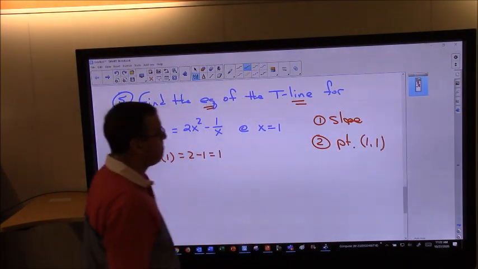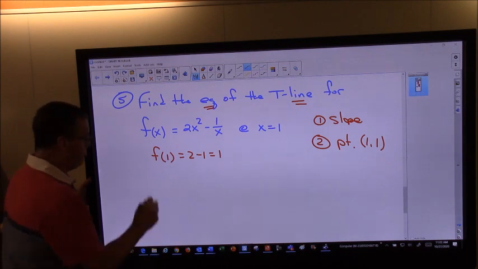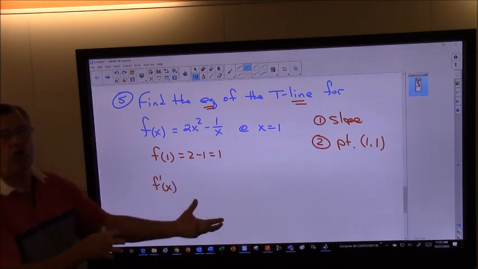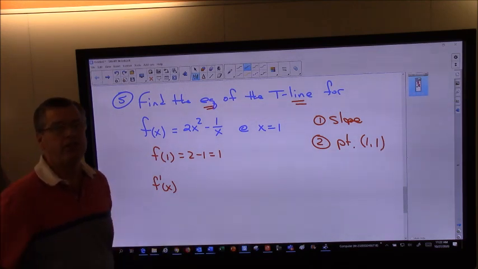There's my point. And now I need a slope, which means I'm going to need the derivative, right? Because every time we see that word, slope or derivative, they mean the same thing. They're interchangeable.